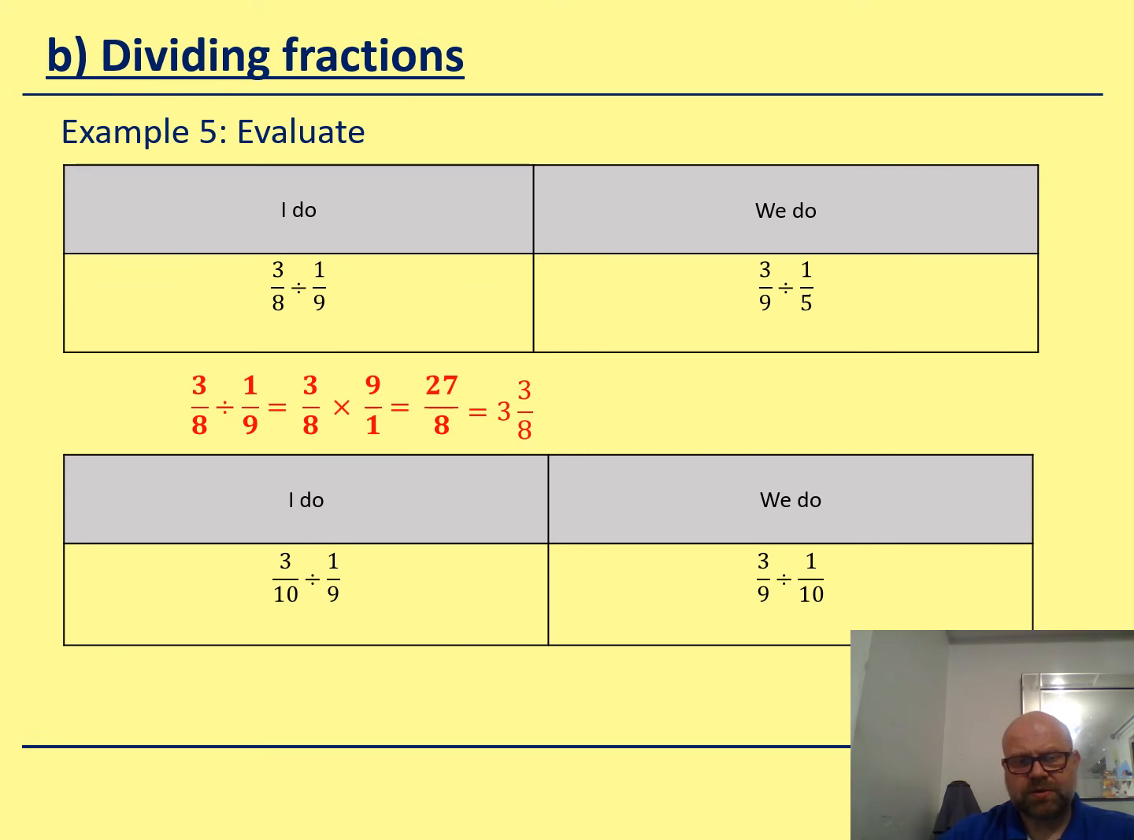I'm going to do this one, 3/10 divided by 1/9 becomes 3/10 multiplied by 9/1. Okay, so you get 27/10. Change that to a mixed number. 10 2s are 20, and 7 left over, so it's 2 7/10. So you do the next two.